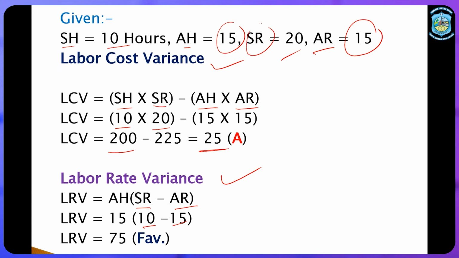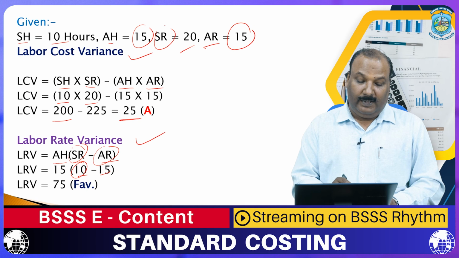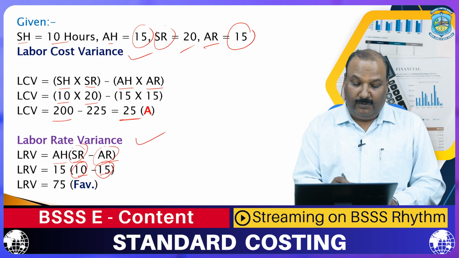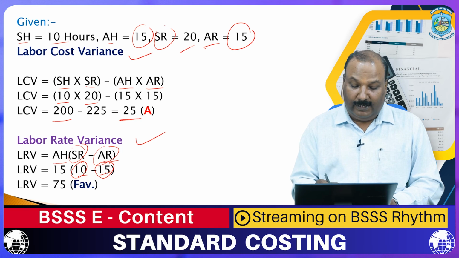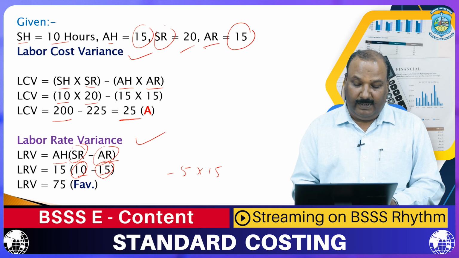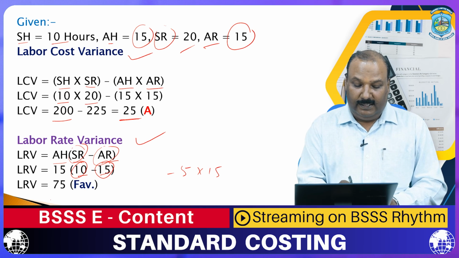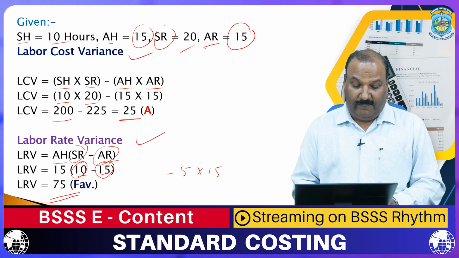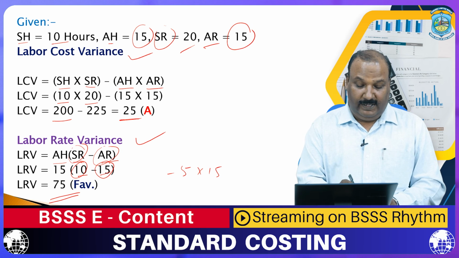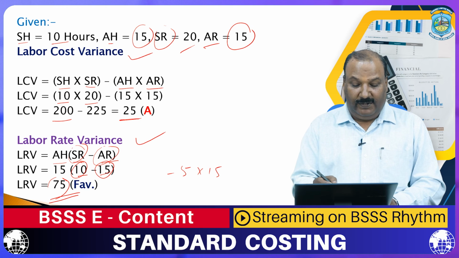Now, we will calculate labor rate variance. The formula for labor rate variance is actual hours multiplied by the difference between standard rate minus actual rate, and the standard rate is given as 10 rupees and actual rate is given as 15 rupees. So, the difference between standard rate and actual rate is minus 5 multiplied by 15. 15 multiplied by 5, the answer is 75, which is favorable for us.